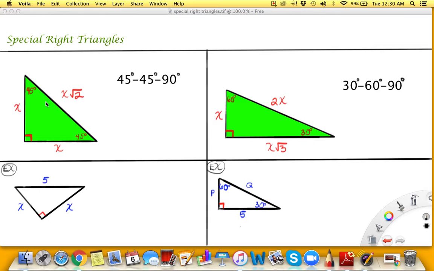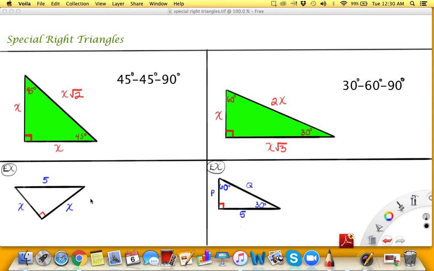So you have two types. You have a 45-degree, 45-degree, 90-degree right triangle, and then you also have a 30-degree, 60-degree, 90-degree right triangle. So in this first example, we're going to solve for the x value in a 45, 45, 90 triangle. As you can see, the x values are the same, but then this hypotenuse is equal to x times the square root of 2.